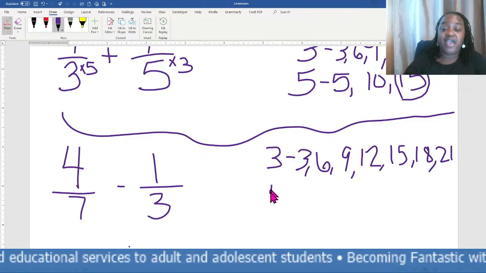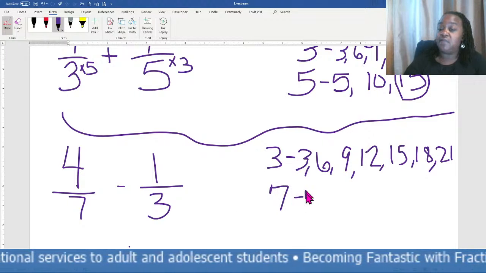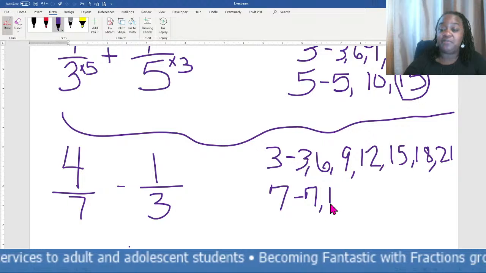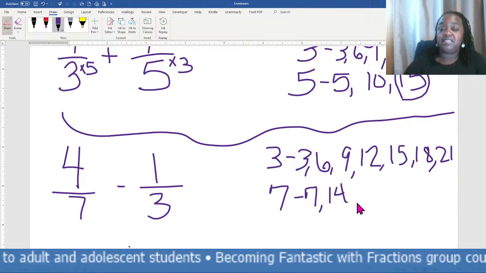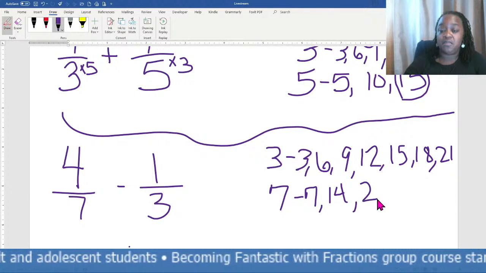Then we have to list the multiples of 7. 7 times 1 is 7. 7 times 2 is 14. 7 times 3 is 21.